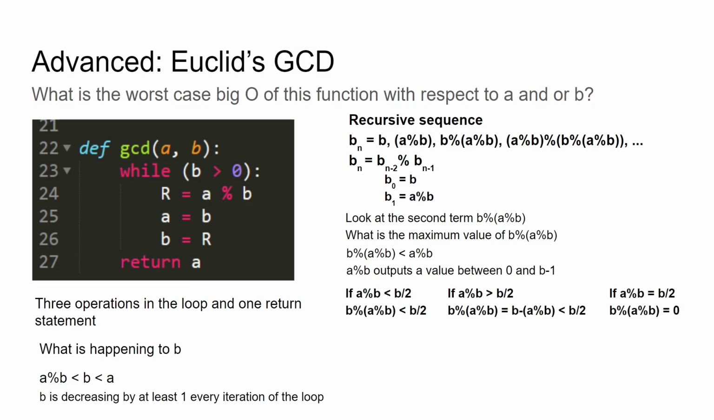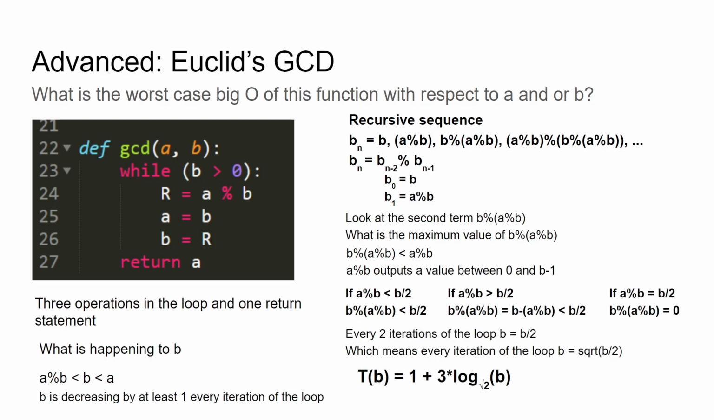If a mod b is equal to b over 2, then b mod a mod b must be 0, since a mod b must be an integer, and also a mod b must divide b, since a mod b is equal to b over 2. This means that after every 2 iterations, b has halved, which means after every 1 iteration, b has decreased by a factor of the square root of 2, which means that the while loop runs for at most log base square root of 2 of b times. So the runtime function is 1 plus 3 times log base square root of 2 of b.